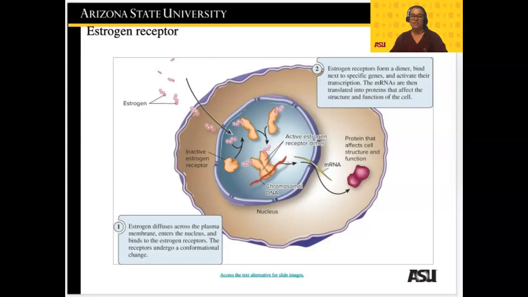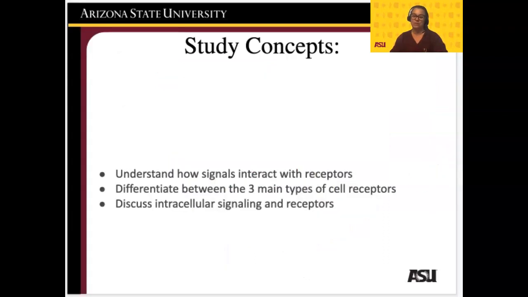Students should be able to describe how signals interact with receptors. They should be able to distinguish between three main types of cell receptors. They should be able to discuss intracellular signaling and receptors.